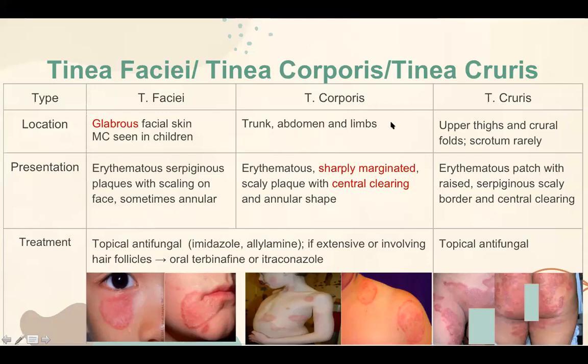Then tinea corporis, usually affecting the trunk, abdomen, and limbs, presenting as erythematous, sharply marginated, scaly plaque with central clearing, as you can see in this picture. And both tinea faciei and corporis can be treated with topical antifungals. Again, if extensive or it involves any hair follicles, you go for oral antifungals like terbinafine or itraconazole.